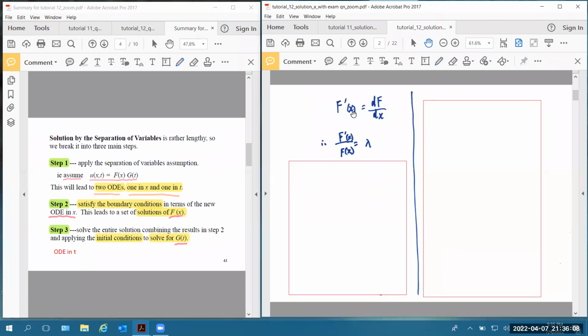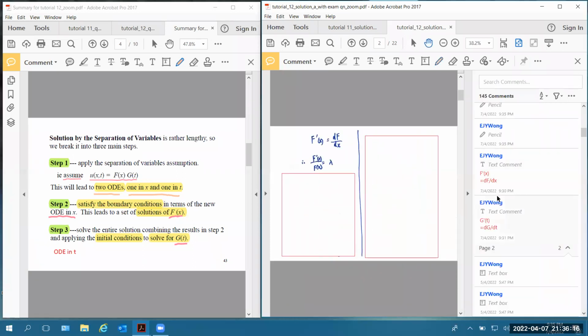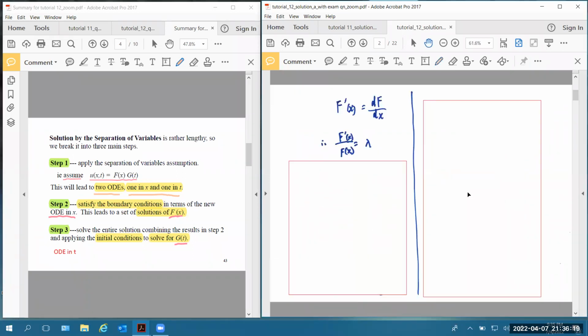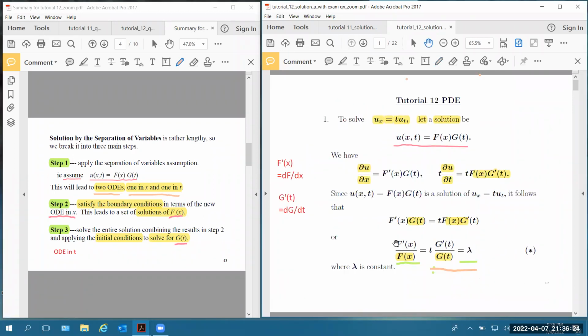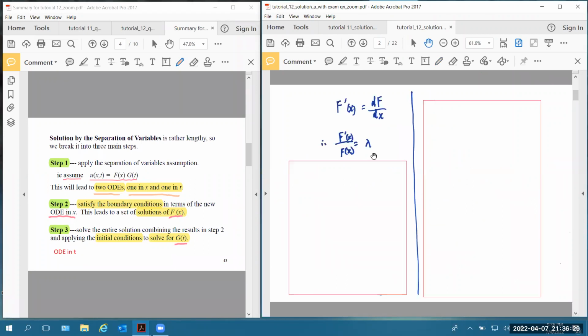All right, I'm just showing you here the meaning of f prime x, which I've written earlier. Yeah, I clicked the wrong thing. Okay, so this is my f prime x, right? There's a df dx here, and I put f prime x over f x equal to lambda. So this will give me an ODE in x. So itself here is already an ODE. So now the next thing is I'm going to solve this. So actually I go to step 2. I want to solve this ODE in x.